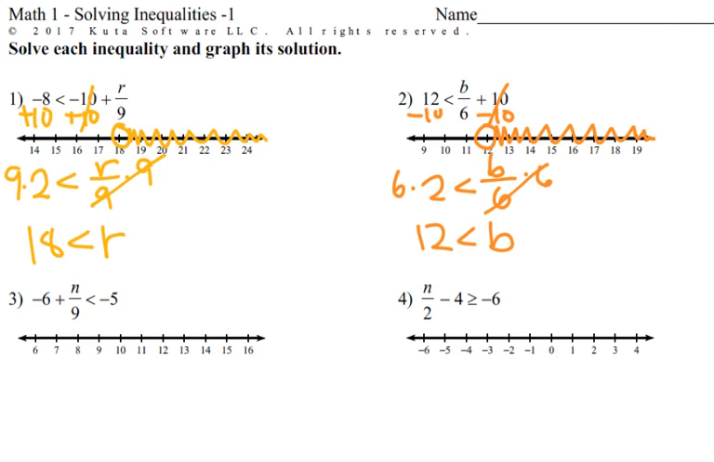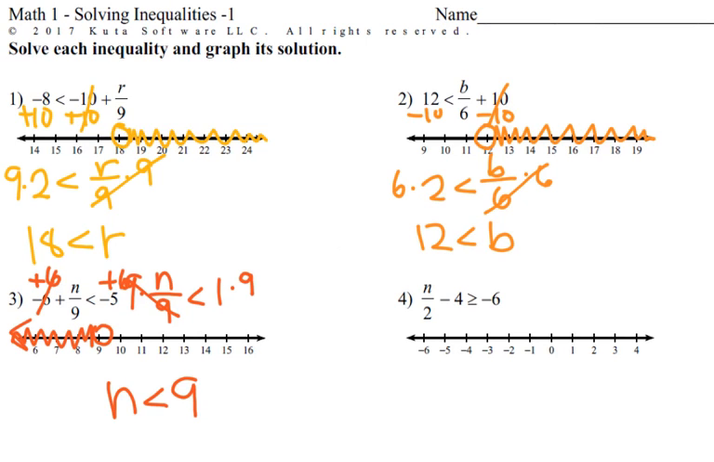Okay, number 3. -6, so I start by adding 6 to both sides. Okay, that becomes 0, and we get n divided by 9 is less than 6 minus 5 would be 1. Then we times both sides by 9. That gives us n is less than 9. So at 9, we do a hollow circle, n is smaller, so I shade to the left.